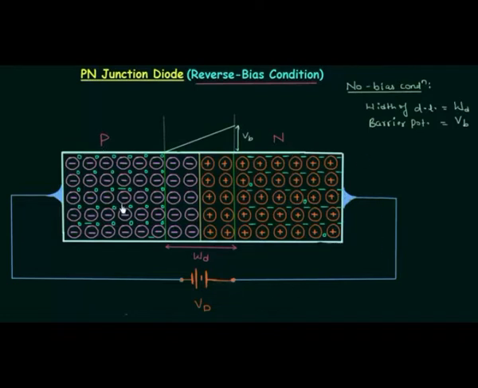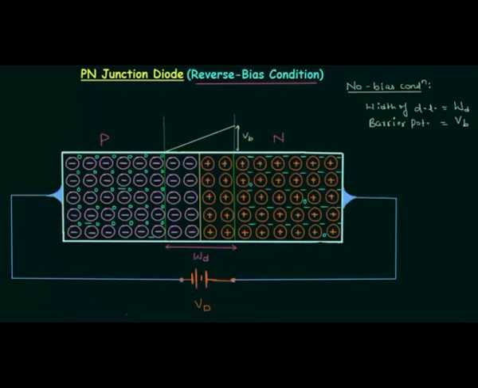and because of connecting the negative terminal to the P side and positive terminal to the N side, there's an attraction between the holes on P side and the negative terminal and electrons on N side and the positive terminal. Because of this, holes will be drawn towards the negative terminal and electrons will be drawn towards the positive terminal. So there is uncovering of immobile ions, and if we consider the P side, negative immobile ions are uncovered because there is an attraction between the holes and negative terminal of the battery, and if we consider the N side, positive immobile ions are uncovered because there is an attraction between electrons and positive terminal.